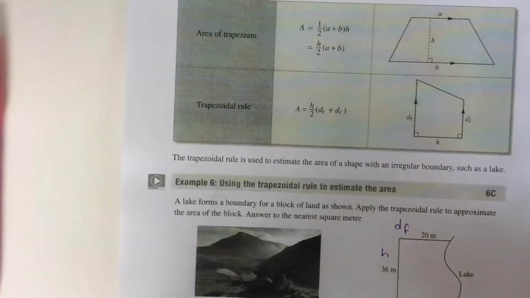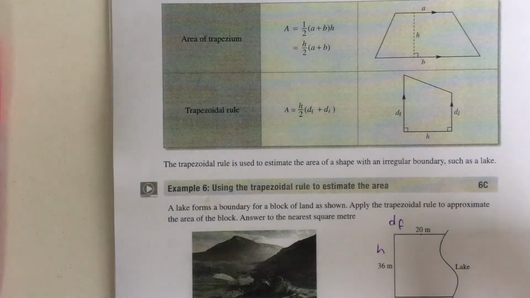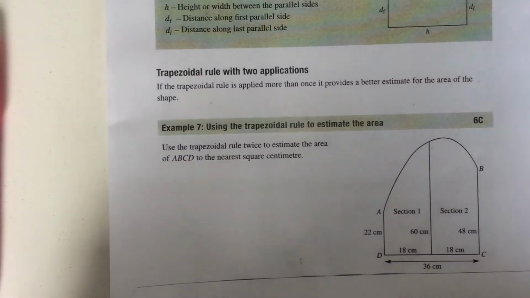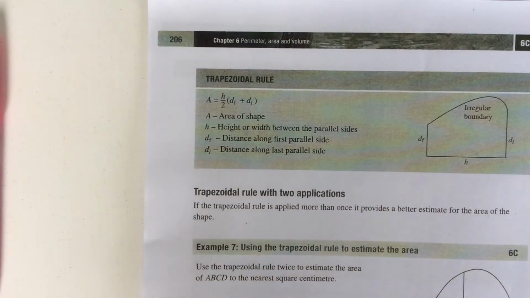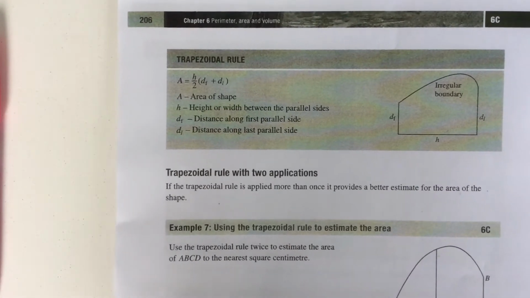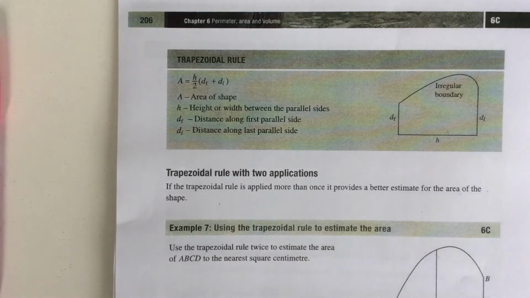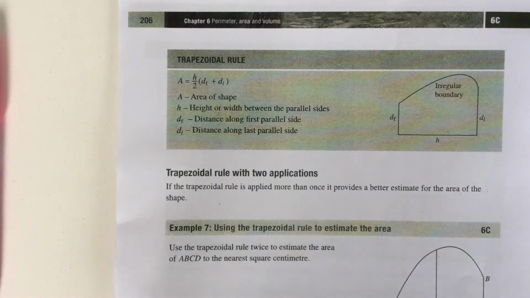Okay, let's turn over and have a look at the next question. Okay, so the trapezoidal rule you can see here. It will give us the area of the shape. We have a DF, which is the first line, and a DL, which is the last line. The H is the distance between the parallel sides. Now, because this is an approximation, if we were to apply the trapezoidal rule more than one time, we would get a better estimate for the area of the figure.